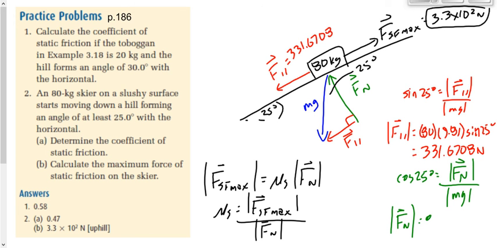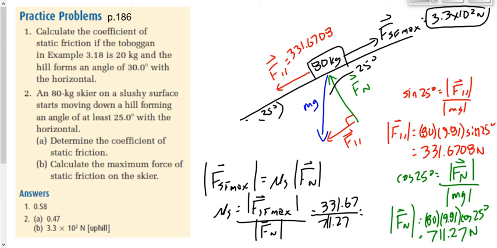Let's say Fn is equal to 80 times 9.81 times cosine 25 degrees. Anybody got a value for that? Mary, got that one? 711.27 newtons. All right, FSF max is 331.67, and Fn is 711.27, and we end up getting, I think, 0.47 for that.